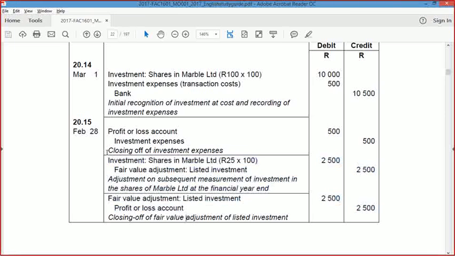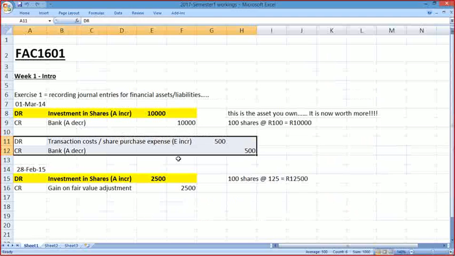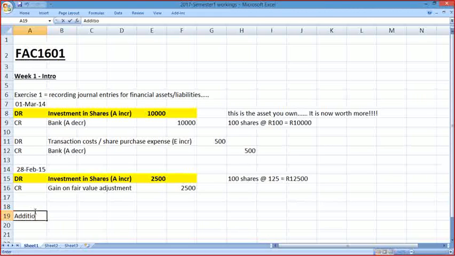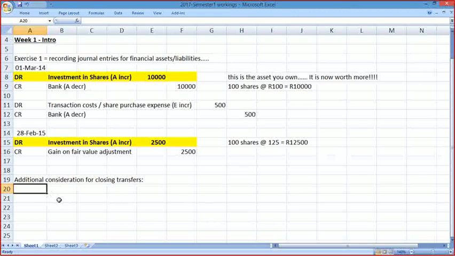I see they've also included closing transfers. All right, so that's something that they didn't actually specifically mention in the question, but I'll add it here as well. So additional consideration for closing transfers. Okay, so remember, when I look at closing transfers, I'm going to be taking those amounts and I'm going to close them off to their profit and loss accounts.